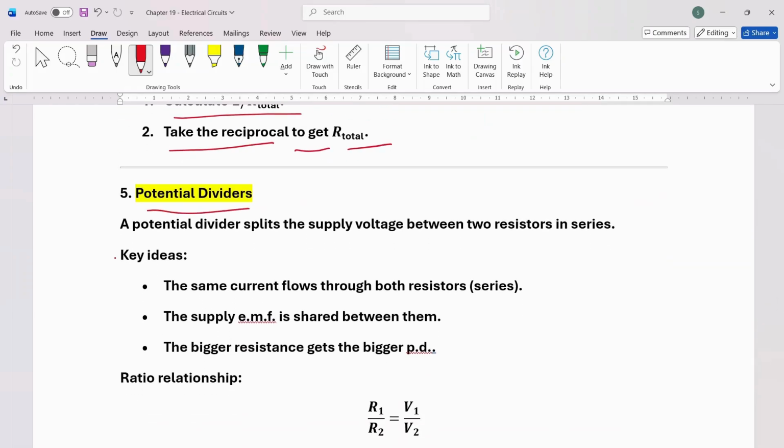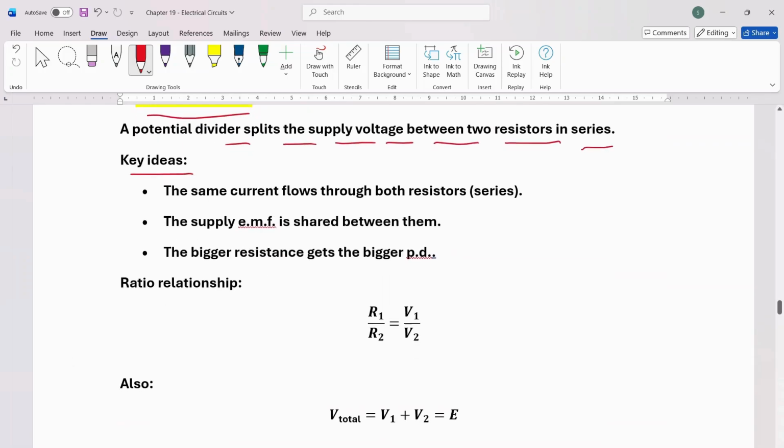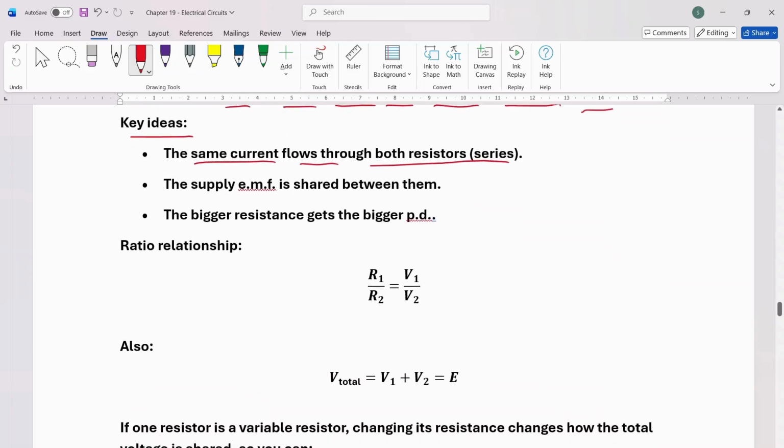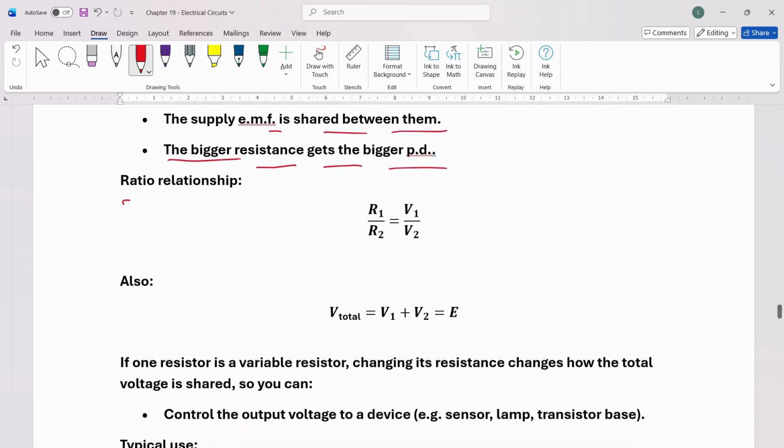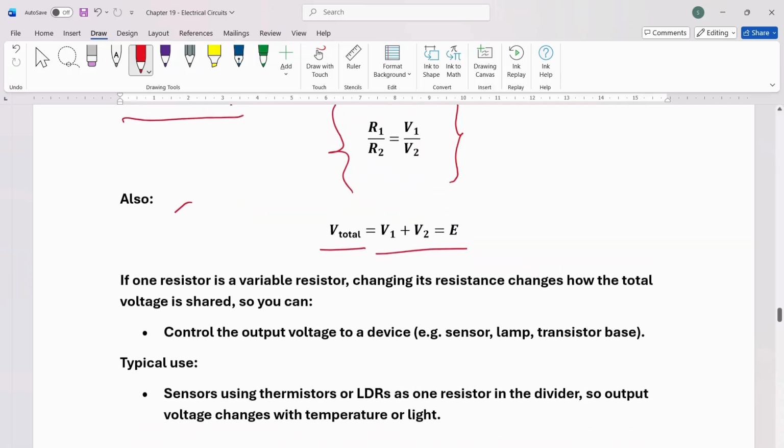Now let's discuss potential dividers. A potential divider splits the supply voltage between two resistors in series. The key idea is the same current flows through both resistors in series. The supply EMF is shared between them. The bigger resistance gets the bigger PD. So our ratio relationship will be R1 over R2 equals V1 over V2. Also for V total, we know that V1 plus V2 is equal to E.